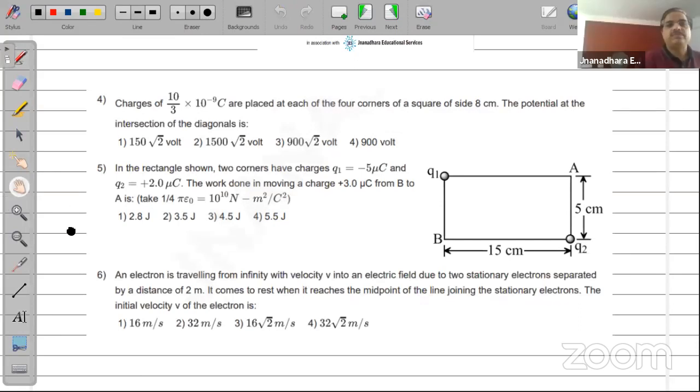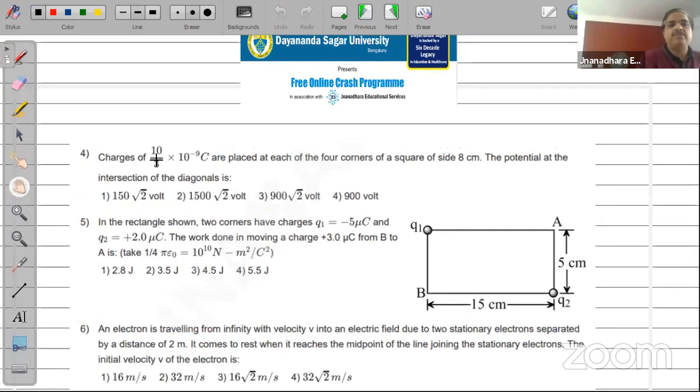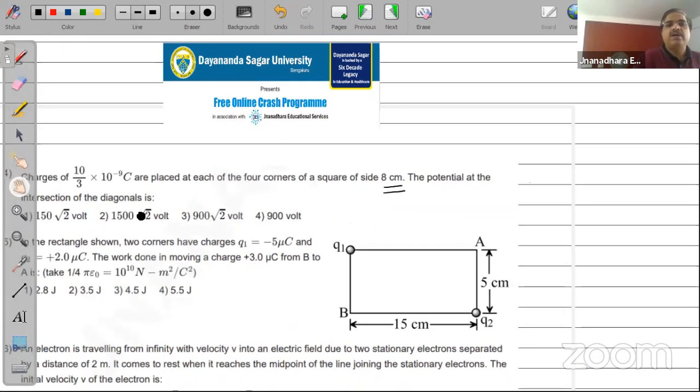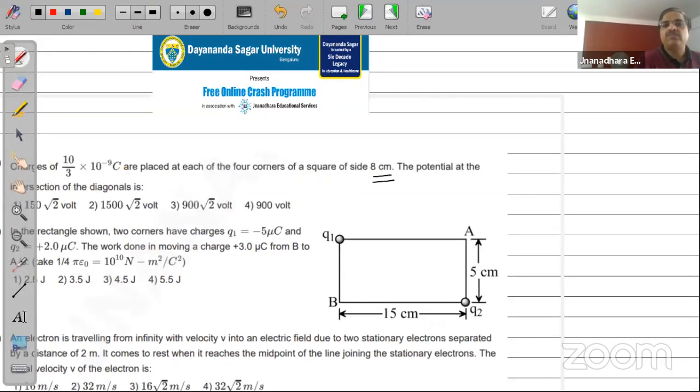Question number 4. Charges of 10 by 3 into 10 to the power minus 9 coulomb are placed at each of the 4 corners of a square of side 8 centimeter. The potential at the intersection of the diagonals is, okay, interesting one. So you have to find out what will be the potential at this point. Take this to be a square. What is the side of each of them? 8 centimeter. Now the intersection of the diagonal is the center of this, right?